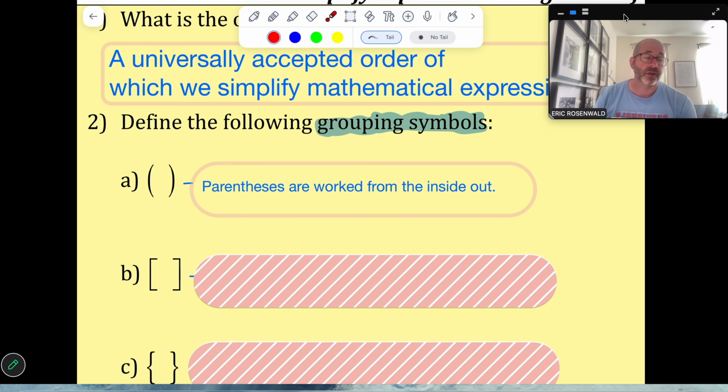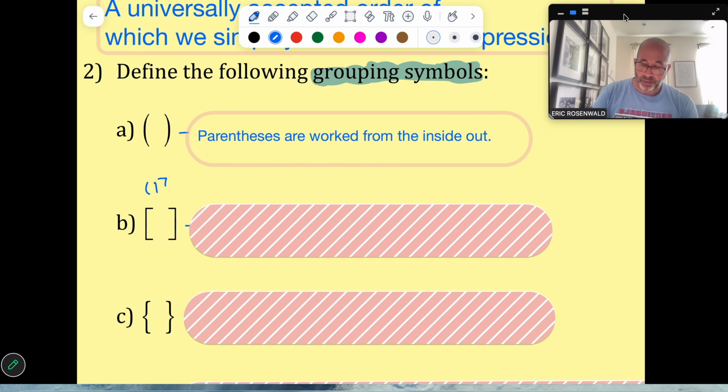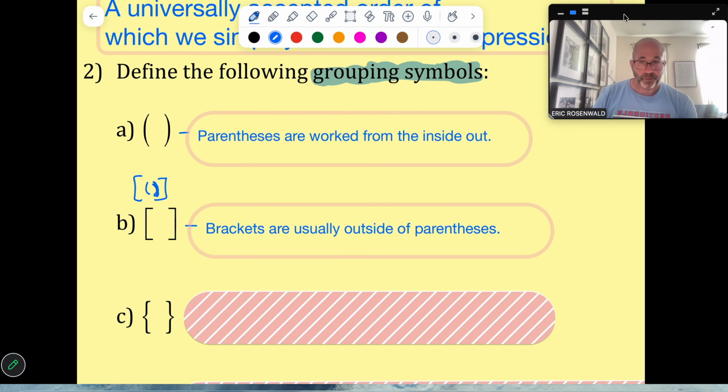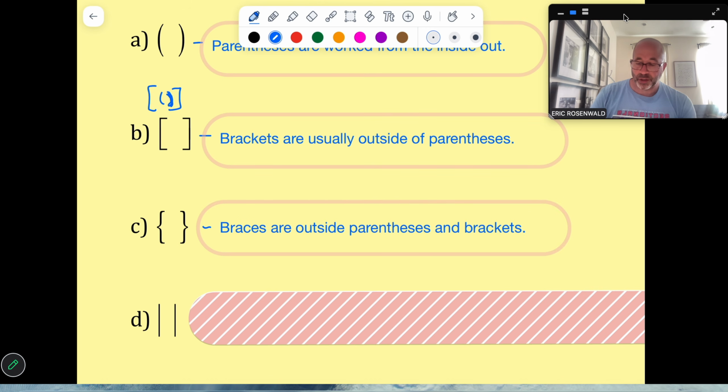Parentheses are always going to be worked from the inside out. Usually brackets are wrapped around parentheses, so you'll see parentheses first like this, and then you'll see the brackets around those parentheses. These are called brackets, okay? After that, we move on to braces, which then you'll see parentheses, and then brackets, and then around that you'll see braces, like so. Okay, and again, you always work from the inside out as you're working those.